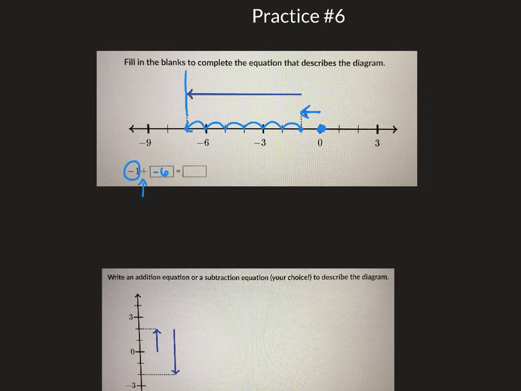And where is it that it's actually landed? It's actually landed in negative 7. Okay, so that equals negative 7. And you can check it because negative 1, and remember what happens with these two signs, how they turn into a negative? Okay, so negative 1 minus 6 is negative 7. So it's correct.